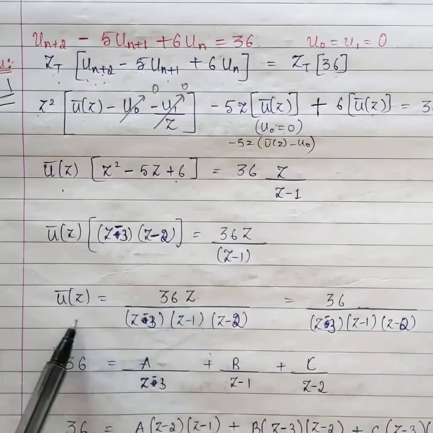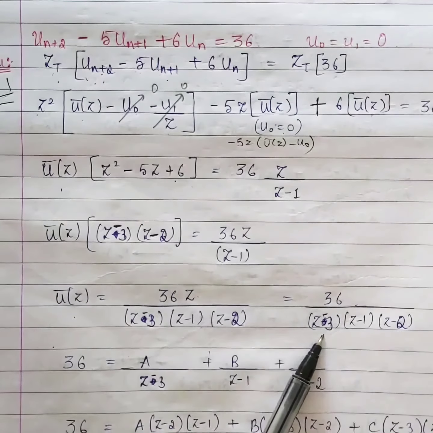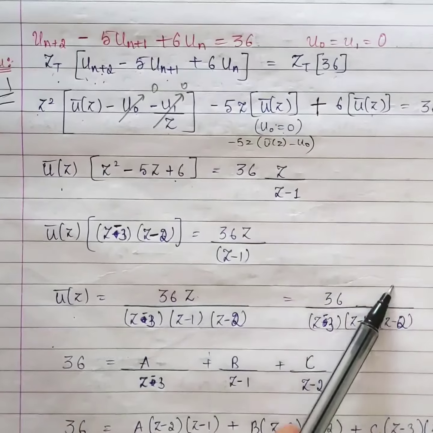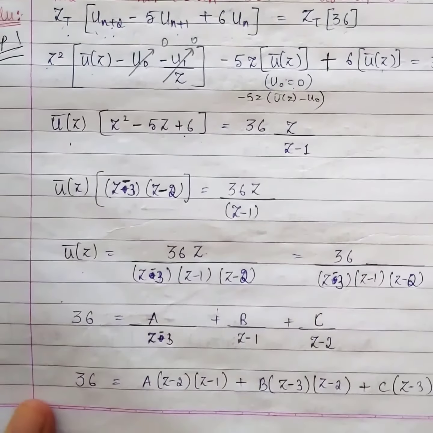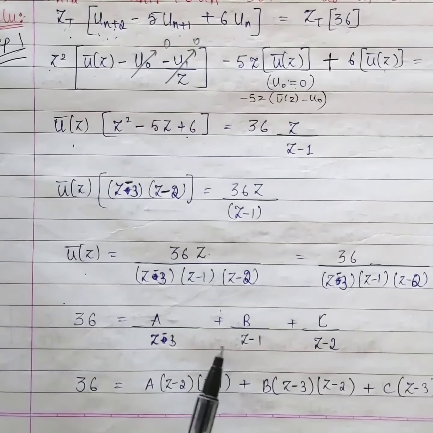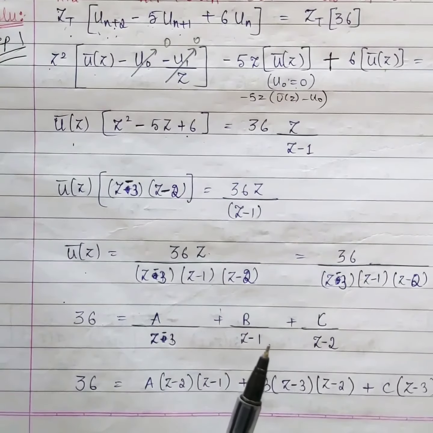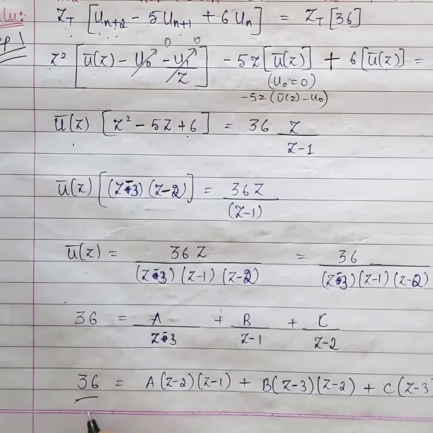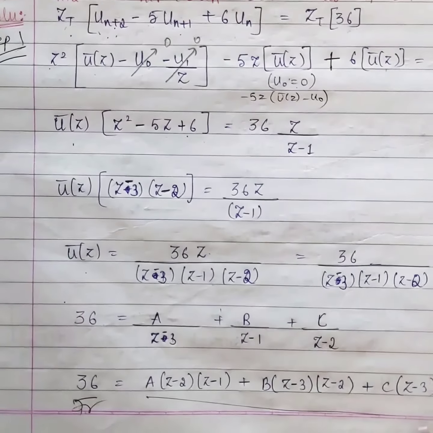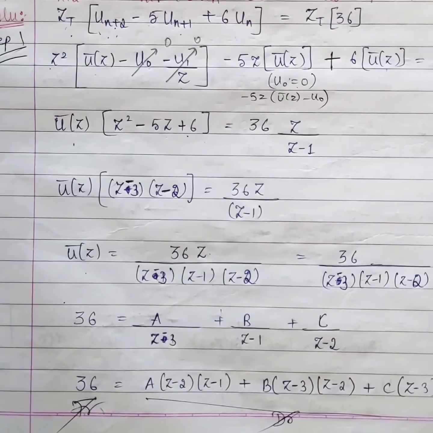So we can preserve this z, push it to the other side, and write A/(z−3) + B/(z−1) + C/(z−2). You have to resolve it into partial fractions. And what is the common LCM? (z−3)(z−1)(z−2). Whichever is not there, you are going to multiply. Correct? So 36 over the denominator; the denominator and denominator will get cancelled, that's why we didn't write it.